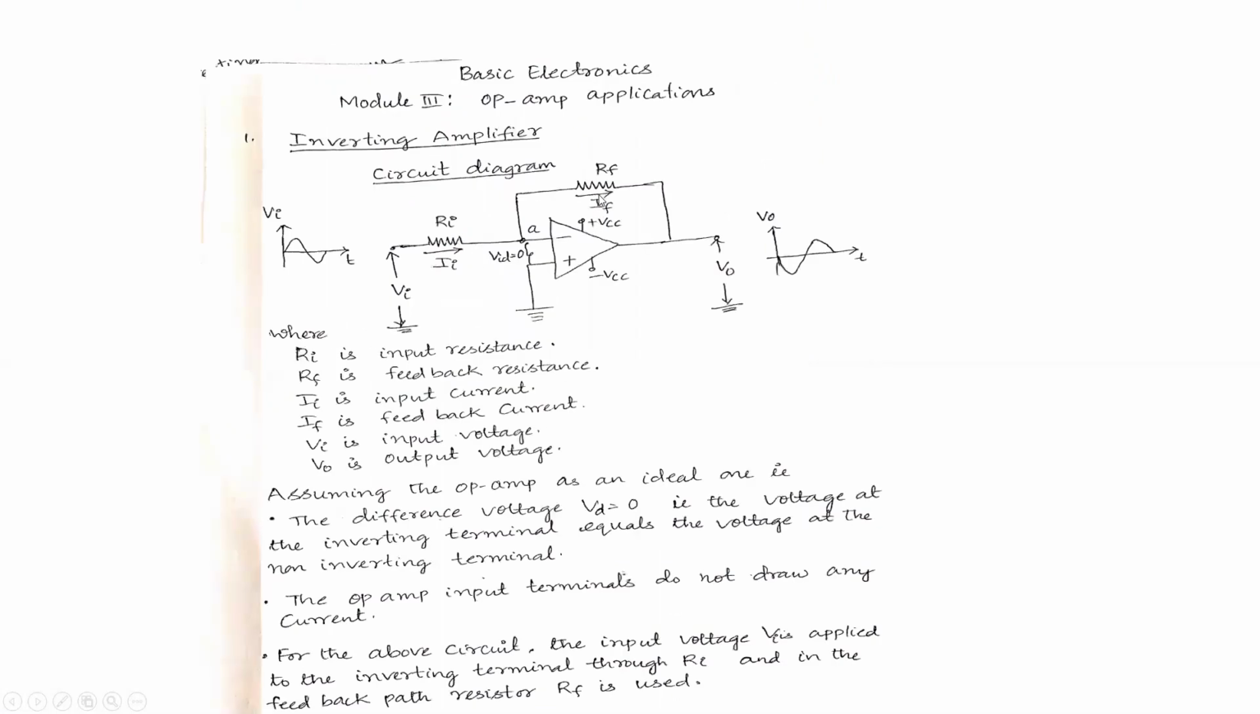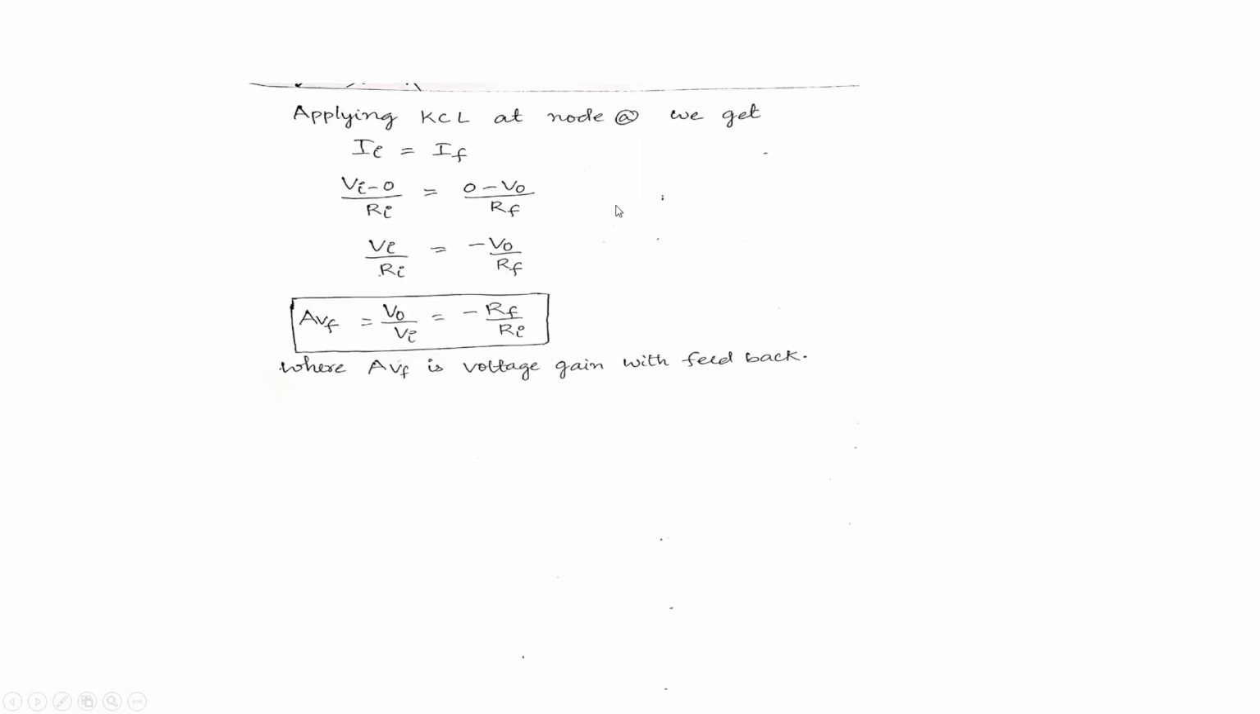Next, we shall write the expression for IF in terms of the voltage and resistance. So IF is nothing but the potential at this point, which is 0, minus the potential at this point, which is V0, divided by RF. So it is 0 minus V0 by RF. So this equation can be written as Vi by Ri equals 0 minus V0, that is minus V0 by RF.